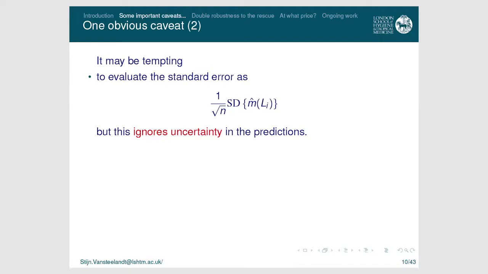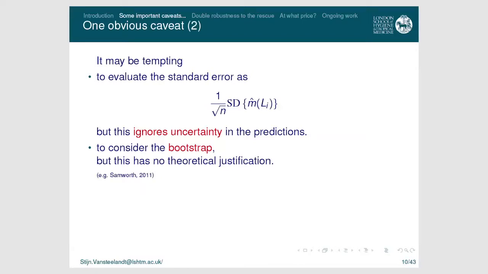It may be tempting, since we're just calculating a sample average, to say, let's take the standard deviation of the prediction, over root n, as a standard error. But obviously that's not going to work because it's ignoring the uncertainty in the prediction in the machine learning algorithm, and it's very difficult to get a sense of how accurate these predictions are.